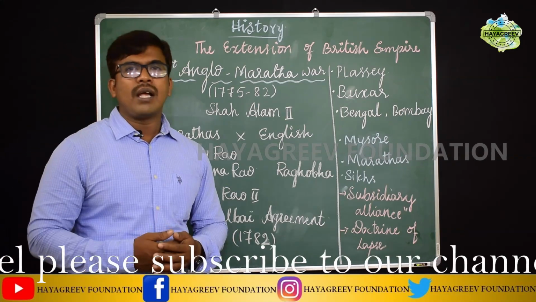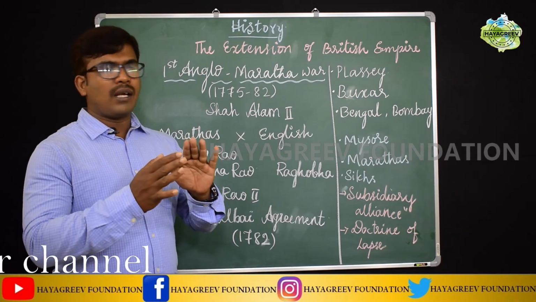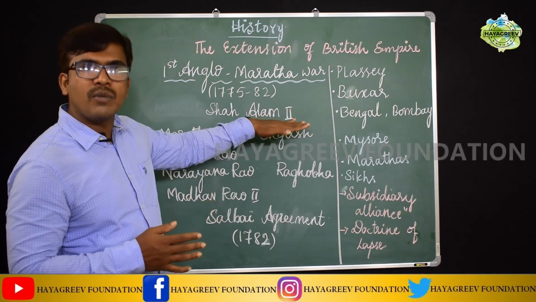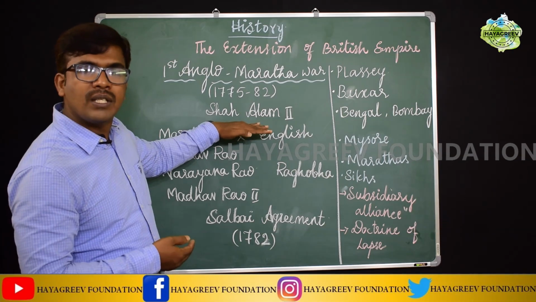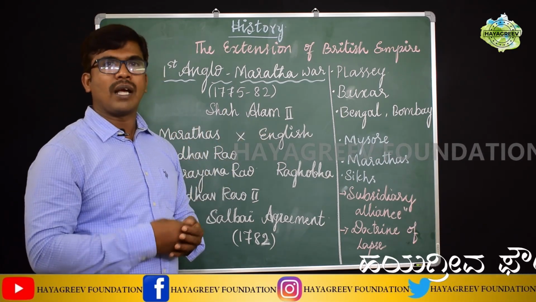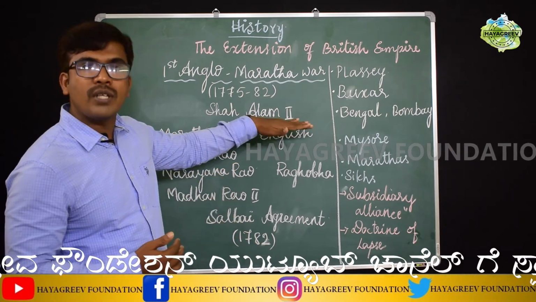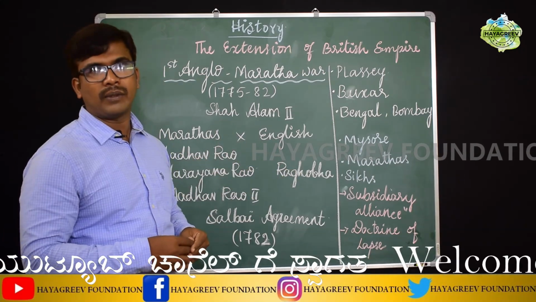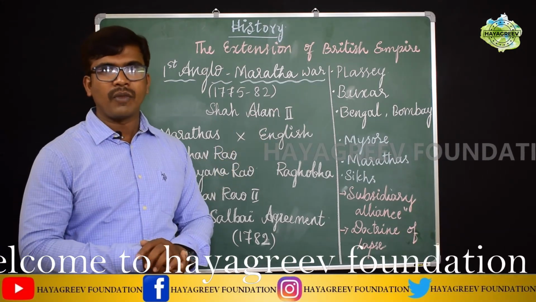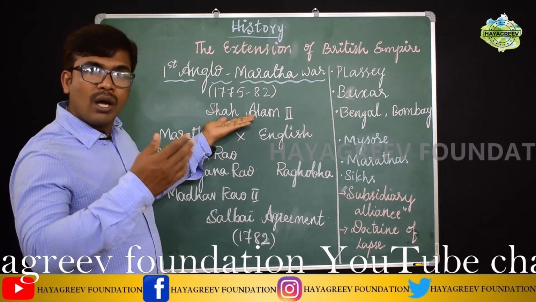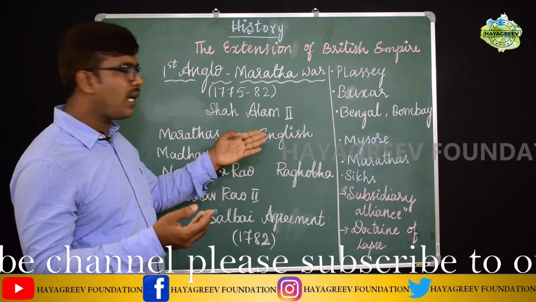Actually, there was no personal enmity between the Marathas and the English. But when the Marathas installed Shah Alam II on the throne of the Mughal Empire, from that time enmity started between the English and the Marathas. Why? Because when he became the Mughal emperor, he granted some places to the Marathas, like Allahabad and Kora.